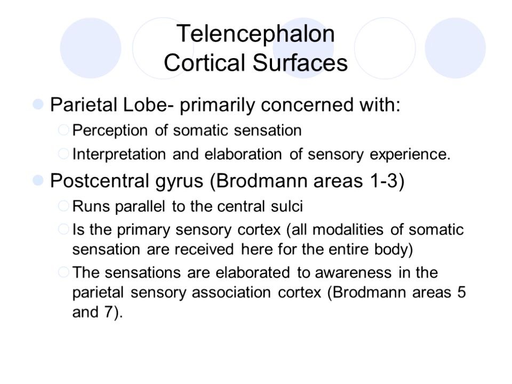Okay. The parietal lobe is primarily concerned with perception of somatic sensation, and interpretation and elaboration of sensory sensation. So in other words, I know something is touching me. I know that I'm hot. I know that I'm cold. I know that I feel pain. So all of that's interpreted in the parietal lobe. It's felt in the parietal lobe on the postcentral gyrus, the primary somatosensory cortex.